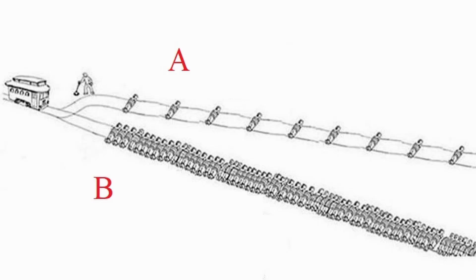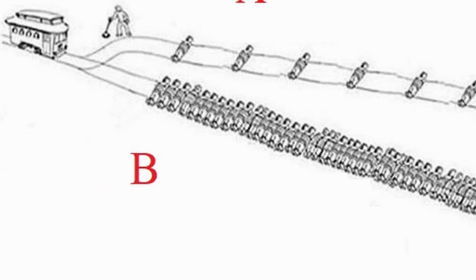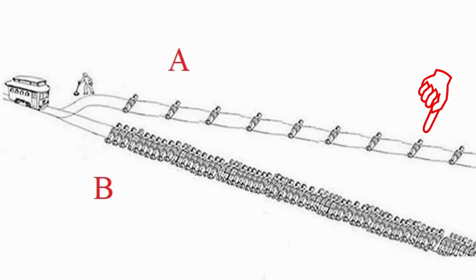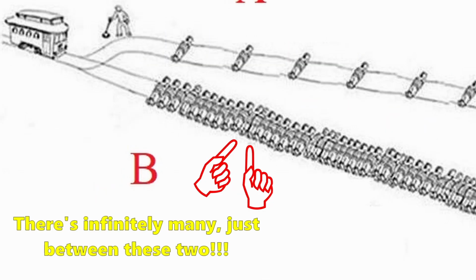So if track B has uncountably infinitely many people on it, then if you take any 2 people, even 2 that appear to be right next to each other in the picture, then you can actually fit all of the people on track A in between those 2 people on track B. Isn't that crazy? So maybe that'll help you wrap your head around just the sheer magnitude of how different these 2 infinities are, just jumping from countable to uncountable.